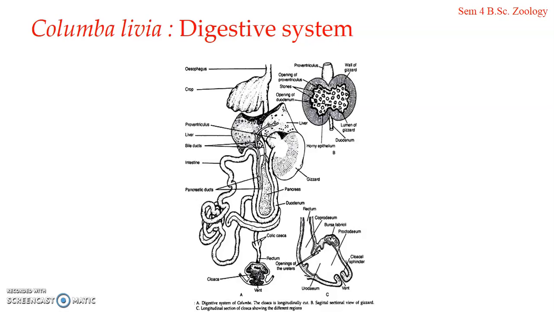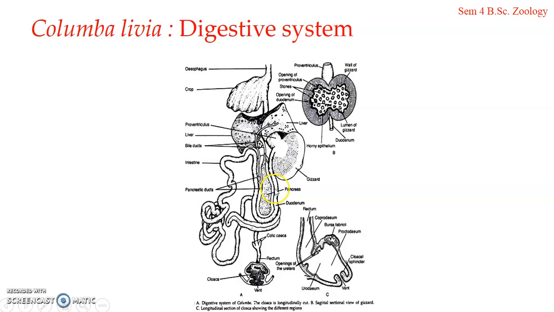The small intestine is divided into the anterior duodenum, this portion over here, and the posterior ileum, which is very coiled and longer. The bile and the pancreatic duct usually open into the distal limb of the duodenum. This is the distal limb and this is the proximal limb. Both the bile as well as the pancreatic duct open into the distal limb of the duodenum. And in pigeon, the left bile duct enters close to the pyloric sphincter.